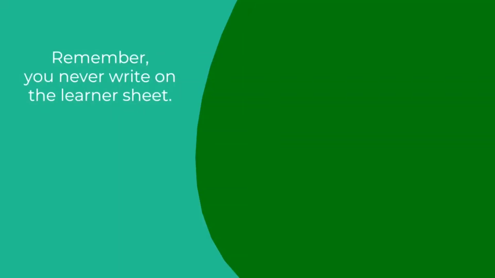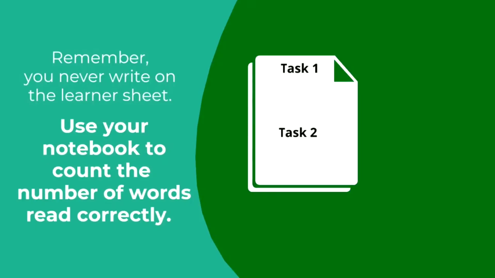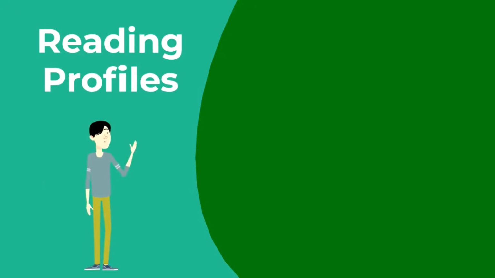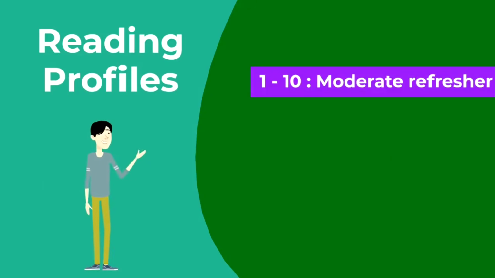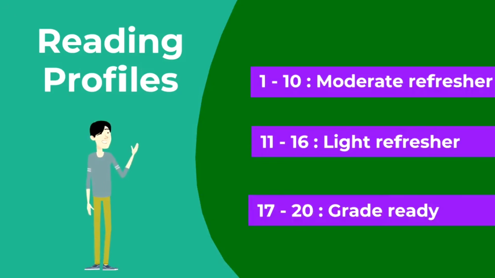Remember, you never write on the learner sheet. Use your notebook to count the number of words correctly. Add the total number of words read correctly for both tasks, and this gives you the child's profile. Up to 10 words correct, the child will need a moderate refresher. Between 11 and 16 words correct, the child would benefit from a light refresher. Above 16 words correct, the child's profile is grade ready.